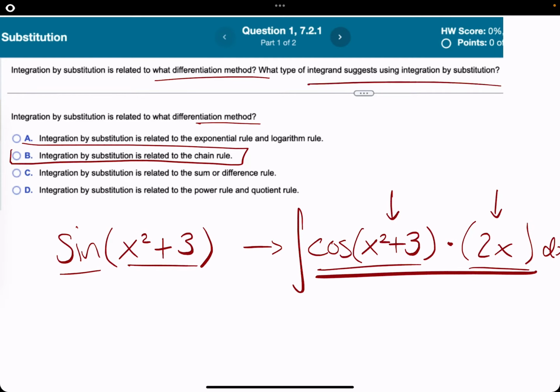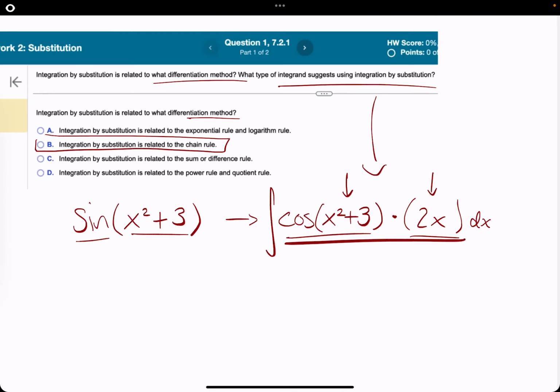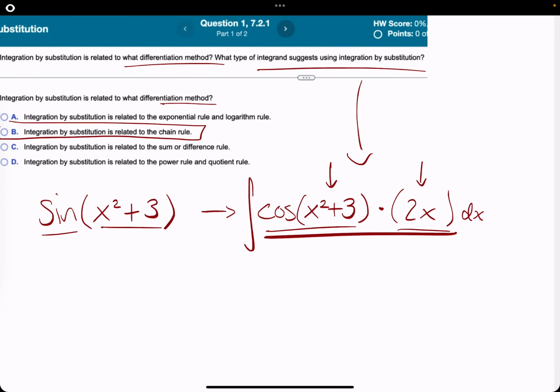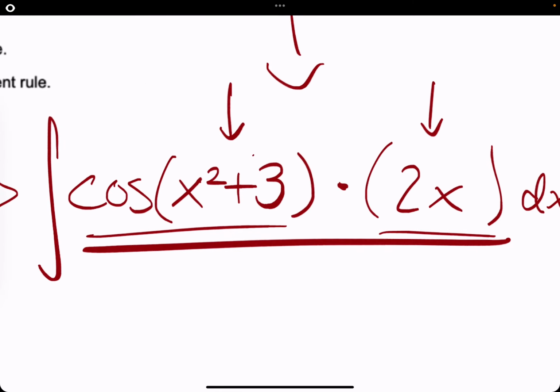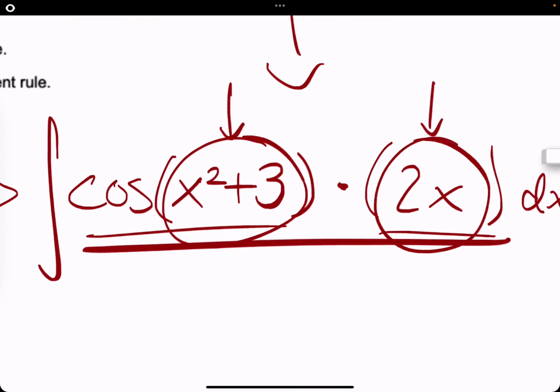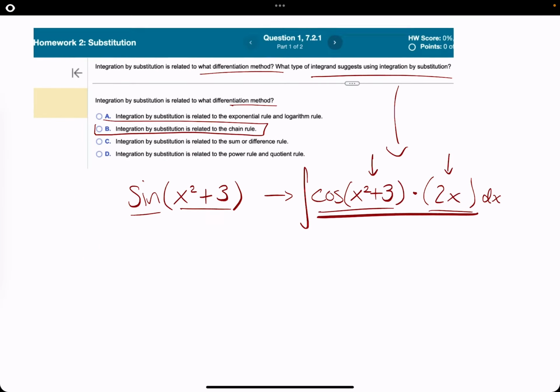I don't know if they ask a second question here, but hopefully this part answers it. So the integrand you'd be looking for is something with multiple parts where you can see a u and a du of some sort in the mix. Hope that makes sense enough. Let's keep it going to number 2.